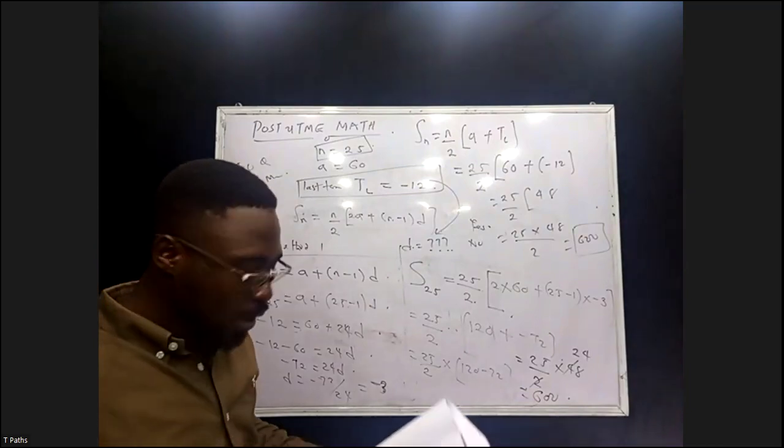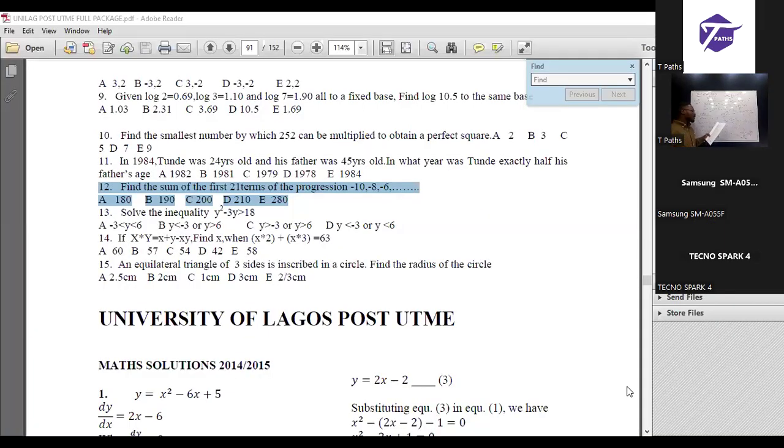I'll be taking another problem, which says: find the sum of the first 21 terms of the progression. I repeat, find the sum of the first 21 terms of the progression. Now, I love this question. Find the sum of the first 21 terms of the progression.